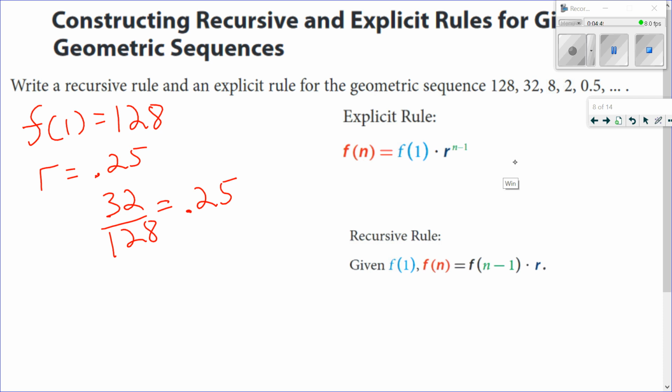So f of n we will leave the same. We have f of n here. F of 1 is going to be 128 times r, which is 0.25, and we're going to raise that to the n minus 1.